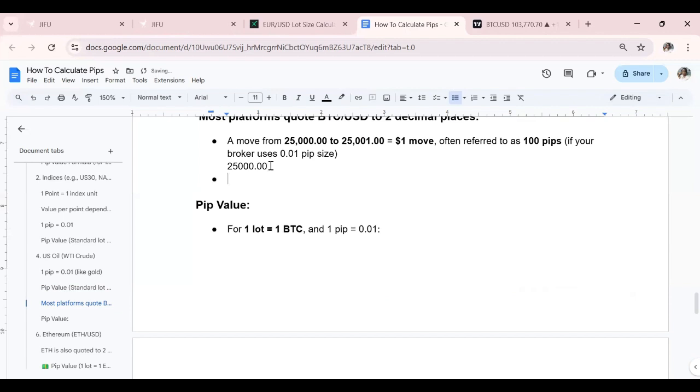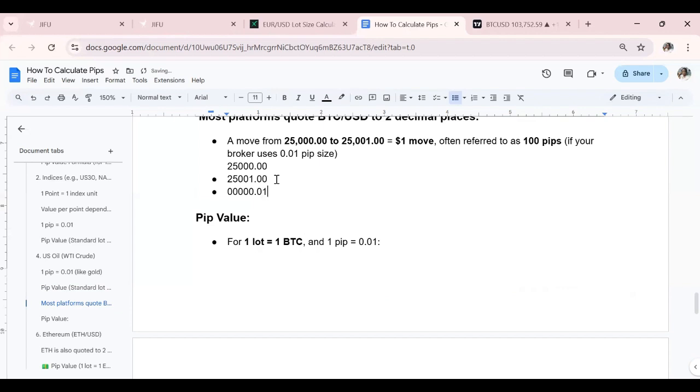25,000.00, and this is 25,000.01, right? Now, no, this is 25,001.00. So we've established that this is 1 pip. This is 1 pip movement. But of course, we don't present in numbers, we don't present 4 zeros, you just leave it as 0.01. So this one is 1 pip movement.